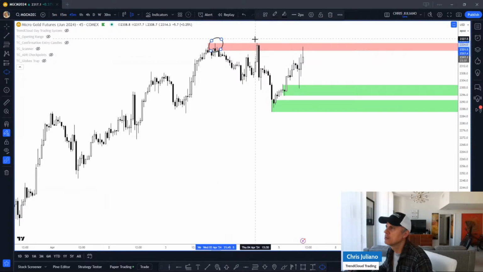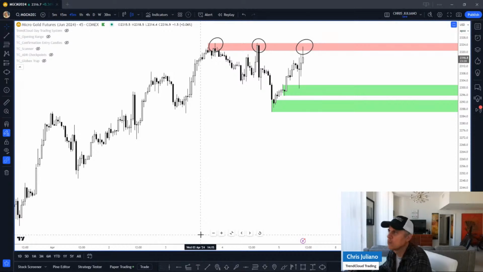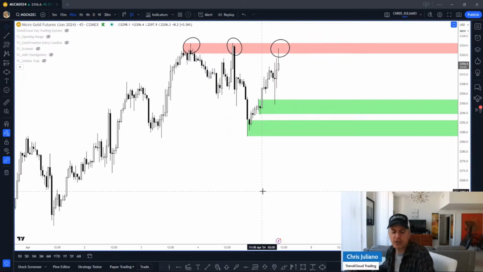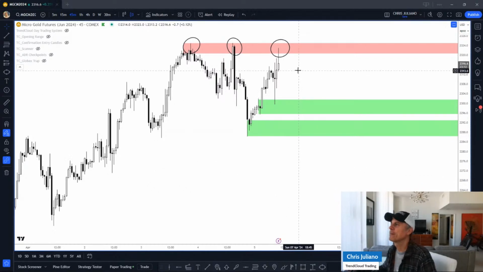1, 2, 3. Is that going to be a triple top? We don't know. We only know when it completes, right? Peter Brandt always puts it that way. He always says, you'll never know what a pattern is until it completes. It's so true, right?